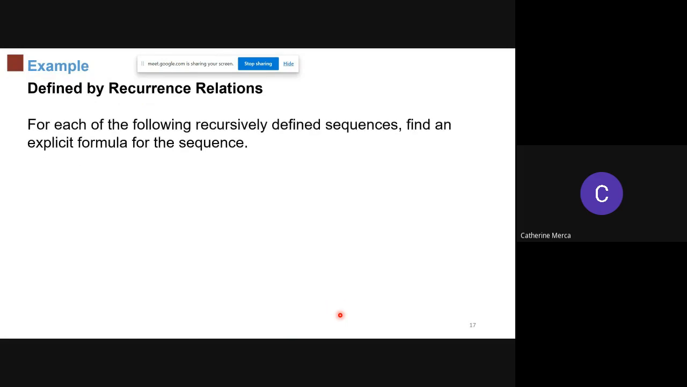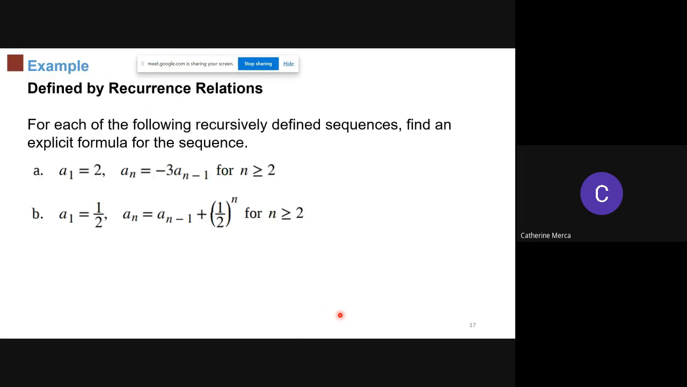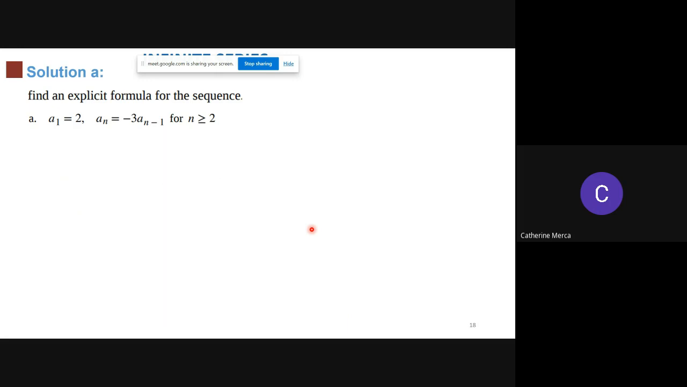So we can actually also find an explicit formula for the sequence. If you are given a sub 1 as 2, tapos given po ang a sub n equals negative 3 a sub n minus 1 for n greater than or equal to 2. And then also if you're given a sub 1 equals 1 half, a sub n is equal to a sub n minus 1 plus 1 half to the n for n greater than or equal to 2. Find an explicit formula for the sequence.